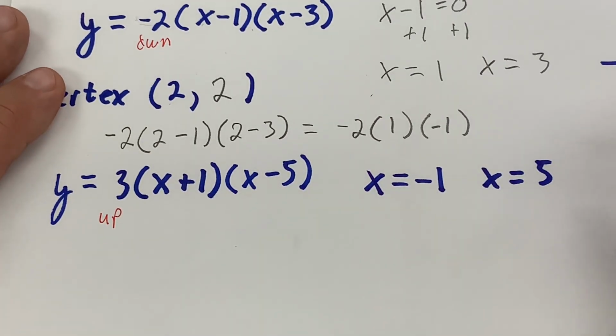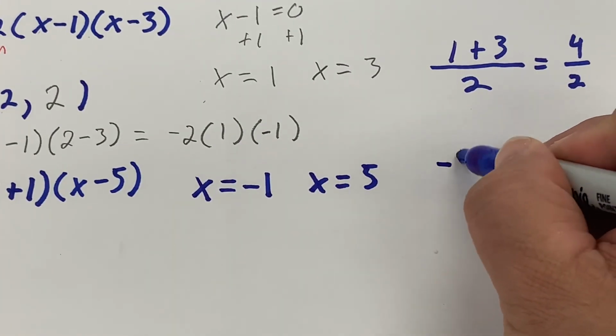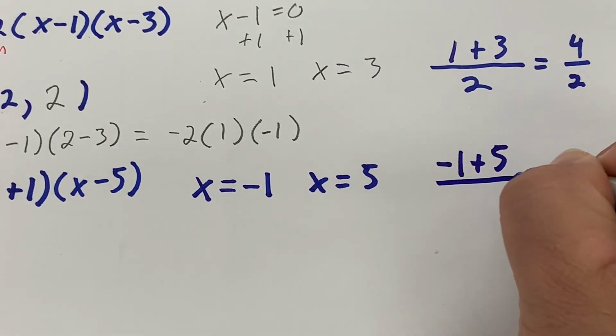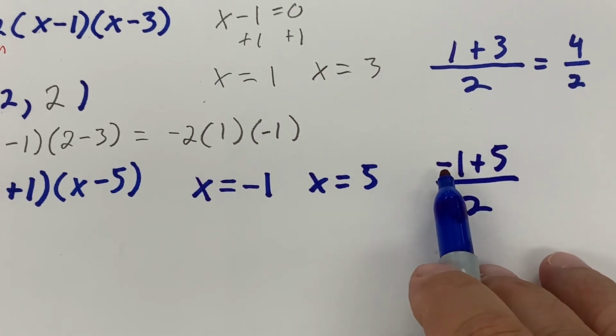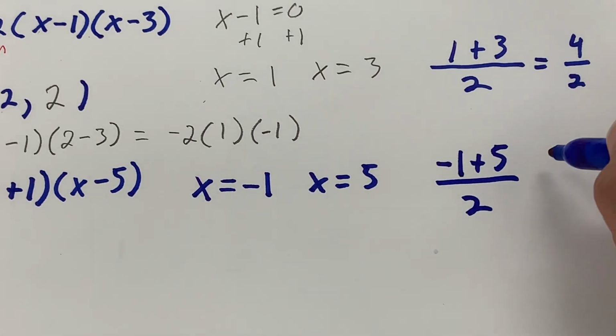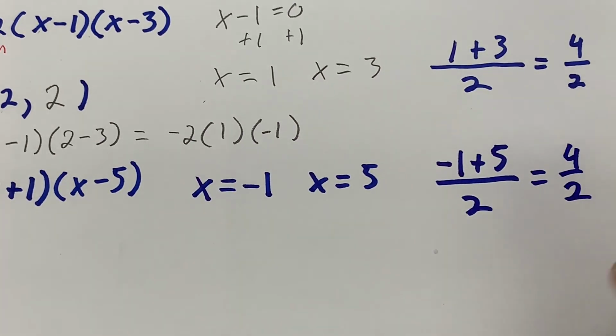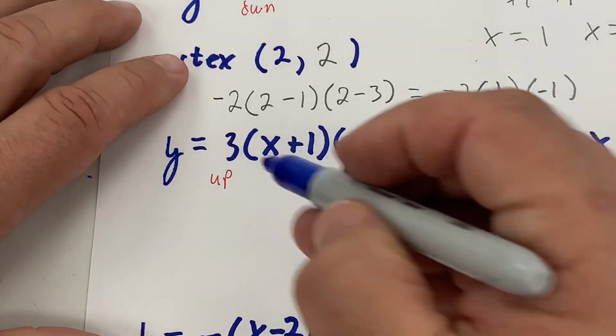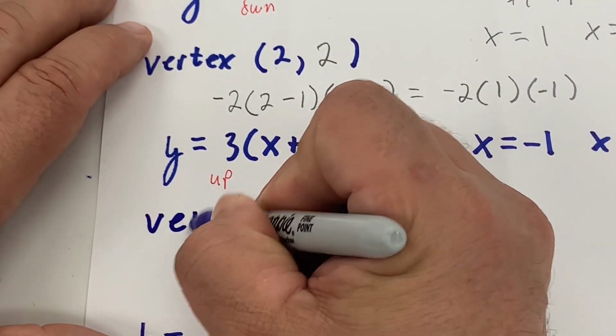Now, to find the vertex, you add these up. So I'm going to add up negative 1 plus 5 and divide it by 2. So 5 minus 1 is 4. 4 divided by 2 is 2. So once again, my vertex is going to have a value of 2 up front.